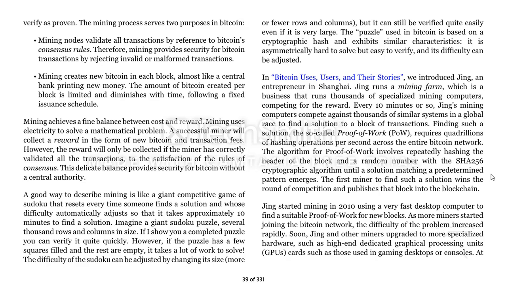Mining achieves a fine balance between cost and reward. Mining uses electricity to solve a mathematical problem. A successful miner will collect a reward in the form of new Bitcoin and transaction fees. However, the reward will only be collected if the miner has correctly validated all the transactions, to the satisfaction of the rules of consensus. This delicate balance provides security for Bitcoin without a central authority.